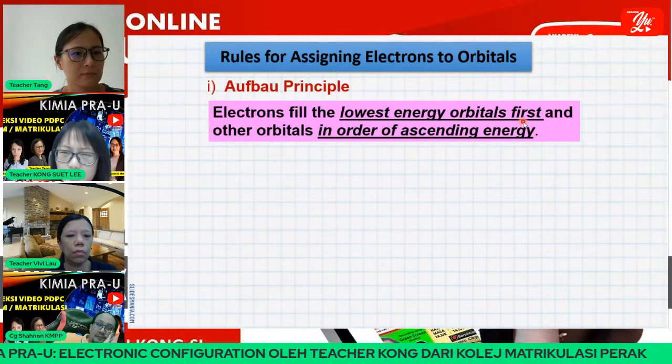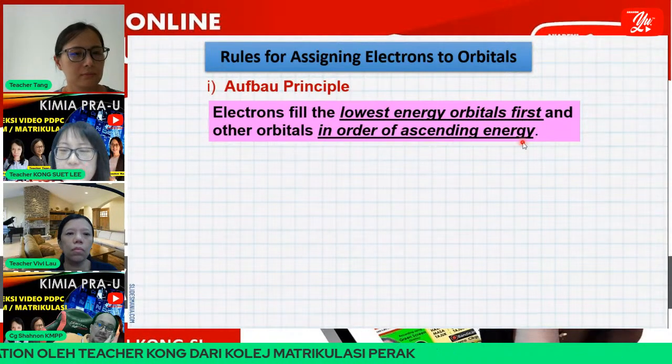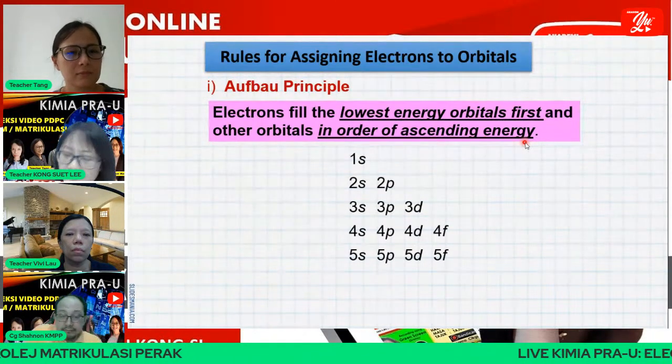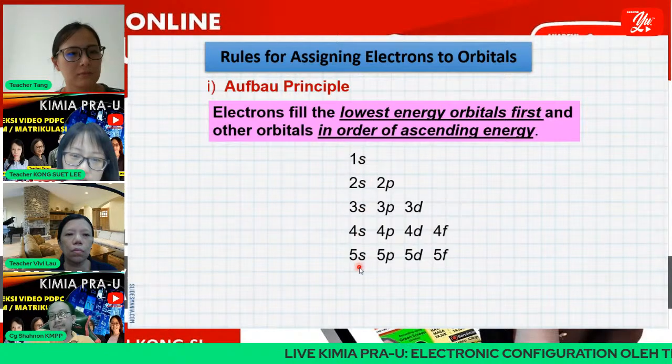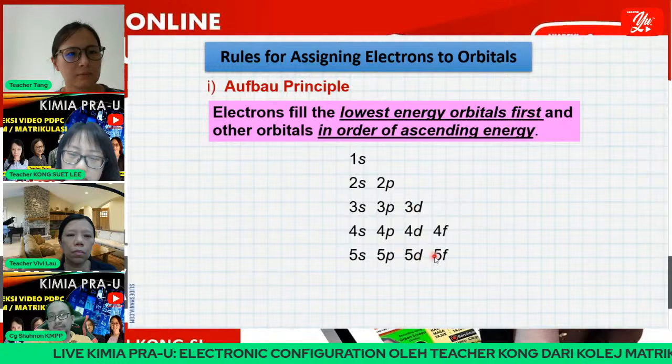What is meant by lowest energy orbital? And other orbitals in order of ascending energy. Let's check this diagram. Start from 1s, 2s, 3s, 4s, 5s, 2p, 3p, 4p, 5p, 3d, 4d, and so on.